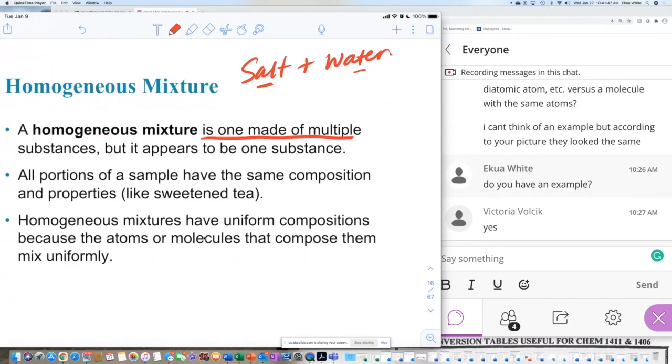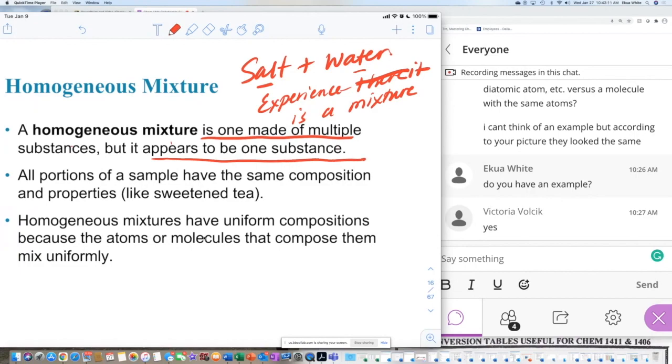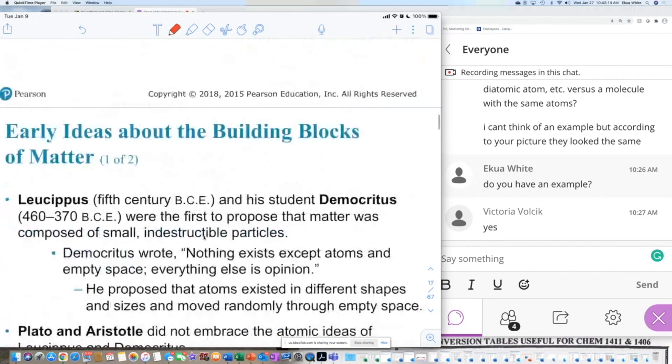So in this case here, some kind of experience or somebody has to inform you, will tell you it is a mixture. Okay, so a homogeneous mixture is made up of one or more substances mixed together, but appears to be one substance. Okay? So make sure you know that.